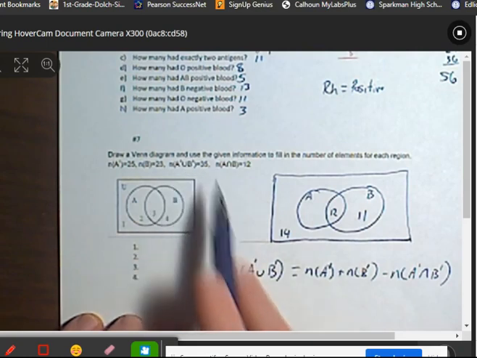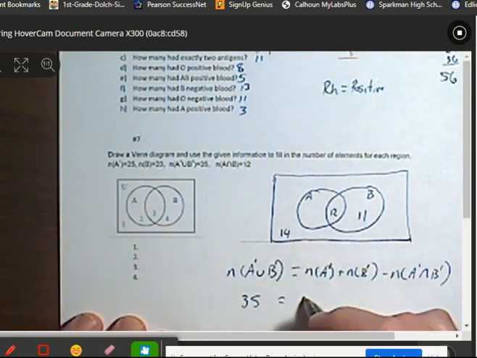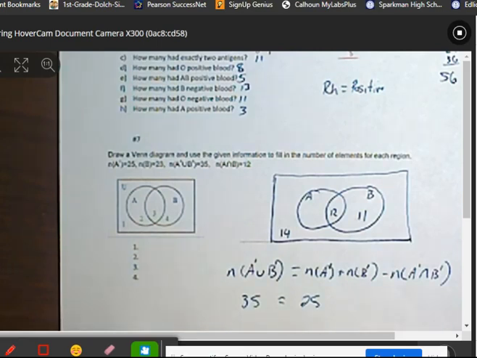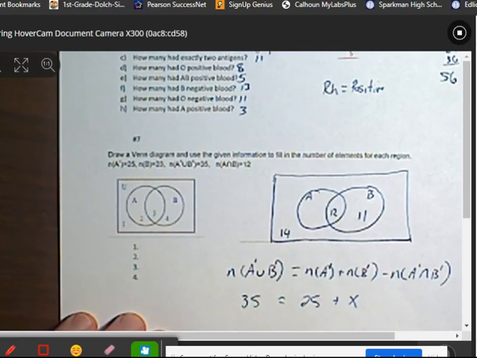So the number of A intersection union primes was 35. They gave us that A prime was 25. Now we don't have B prime, so that's what we're looking for. Then they gave us the A intersection B intersection here. That's basically this part right here. So it's not in the intersection of A and B. That's everything outside of A and B, so it's going to be the 14.